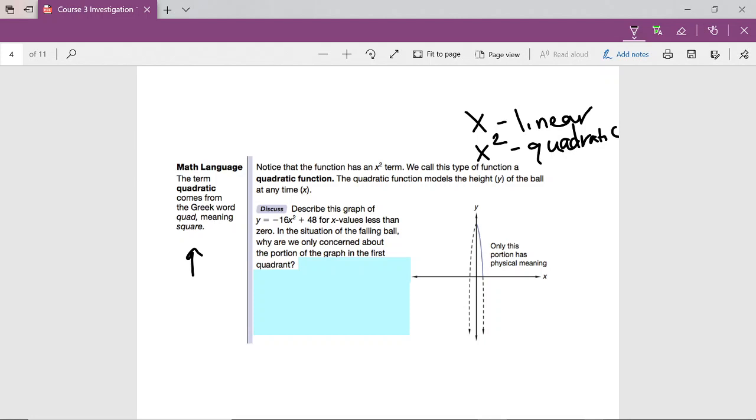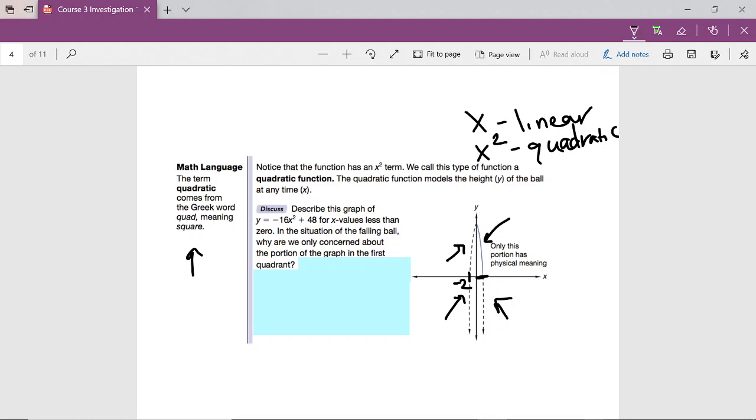So describe this graph of y equals negative 16x squared plus 48 for x values less than 0. In the situation of the falling ball, why are we only concerned about the portion of the graph in the first quadrant? Basically, why do we care of only that solid line rather than these dotted lines? Well, if I were to actually put values on x being negative, so let's say I have x being -2 right here, that would mean I would have -2 seconds. And honestly, that doesn't make any sense in real life. We can't have -2 seconds. So we only want those x values that are positive, because that would mean positive time values.